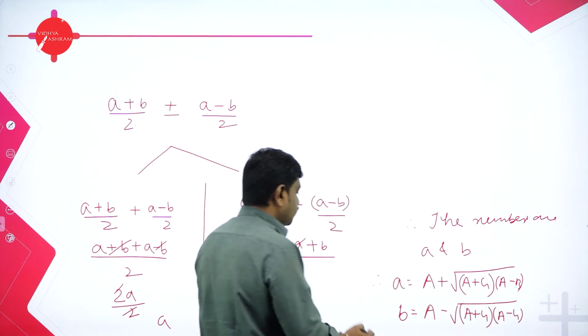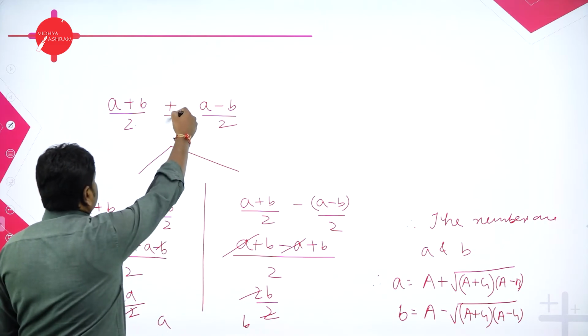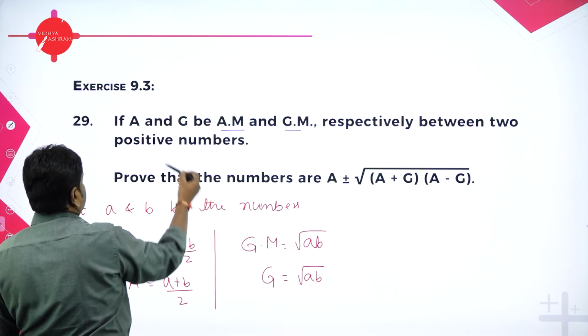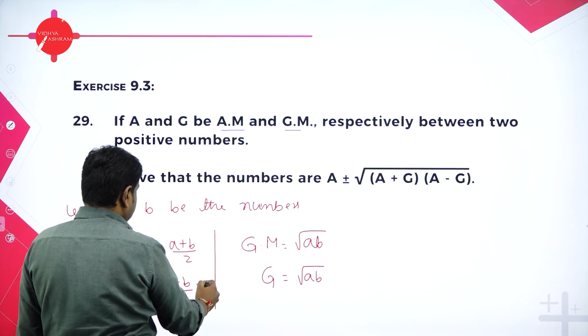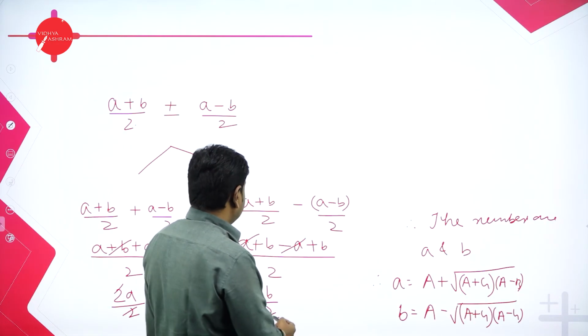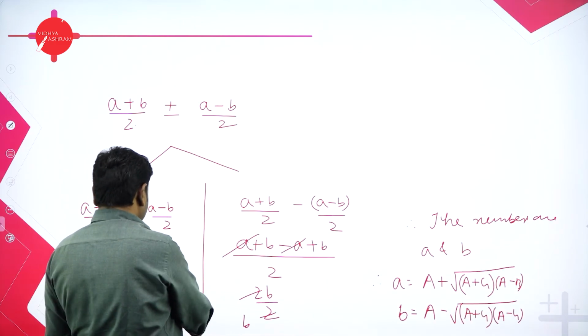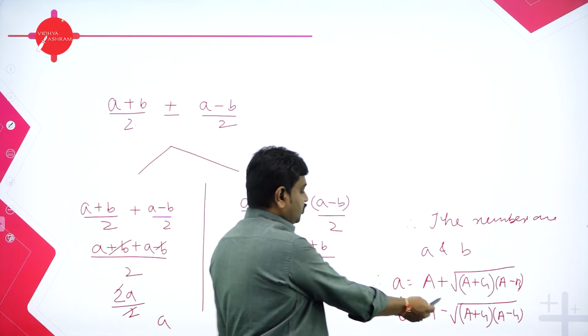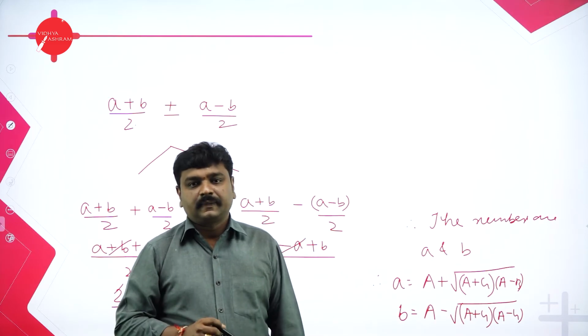So see, when I take A plus G into A minus G, I will get one number, plus or minus. If you refer, A plus B by 2 is A and A minus B by 2 is G, and when I substituted in this, I got two numbers A and B. So therefore A is this and B is this, hence the conclusion.